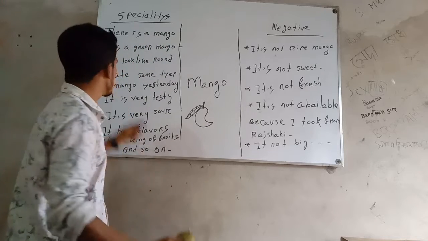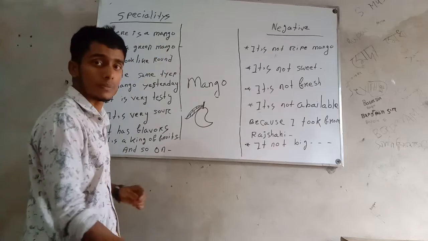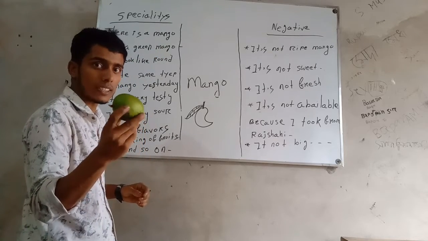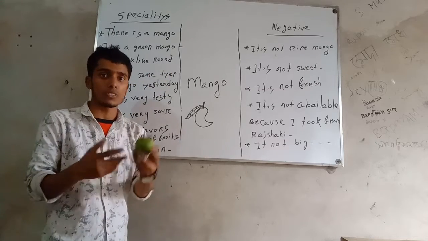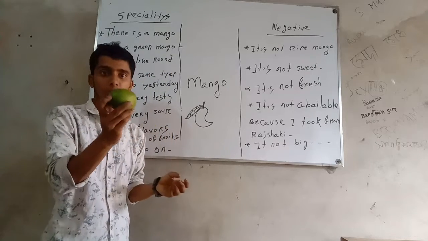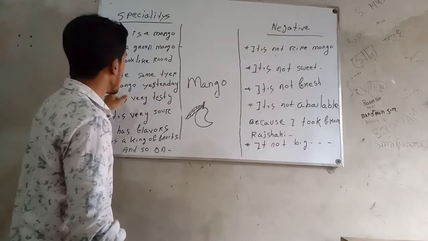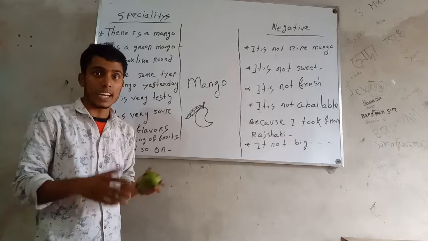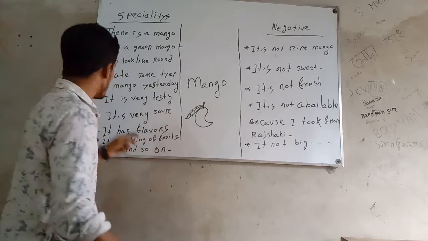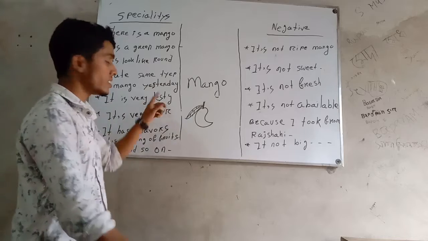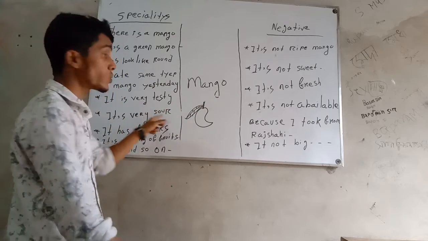There is a mango, and it's a green mango. It's a green mango, looks like this, and it looks round. You see, it looks round. And I had some type of mango yesterday, like this, and it's very tasty. It's a very tasty mango, and it's very sour.